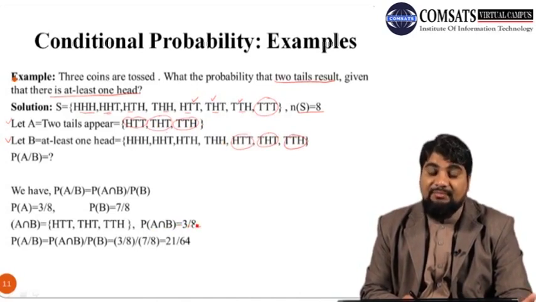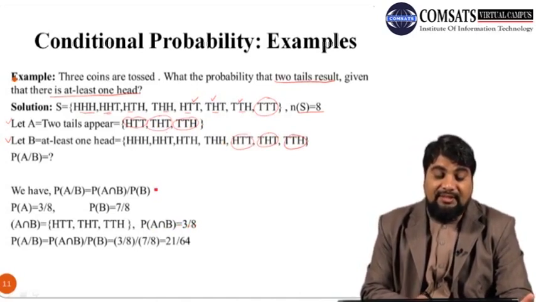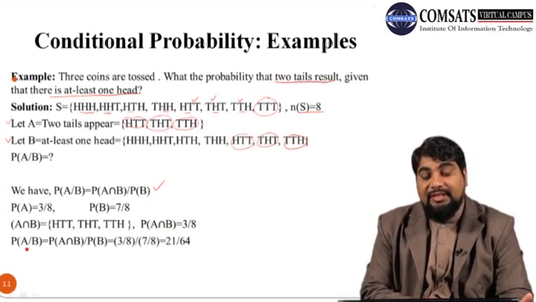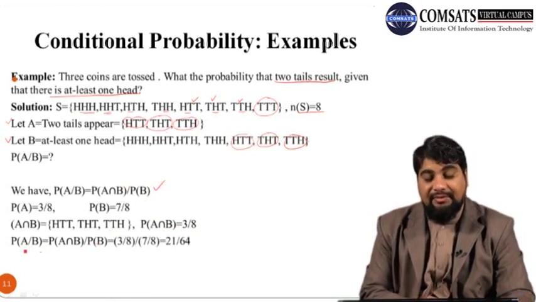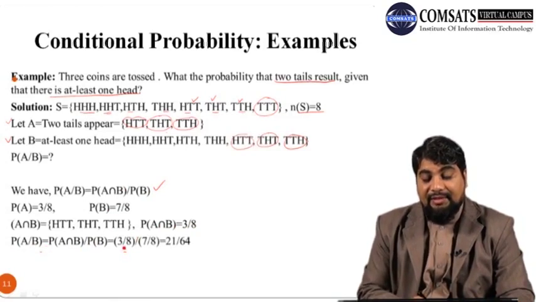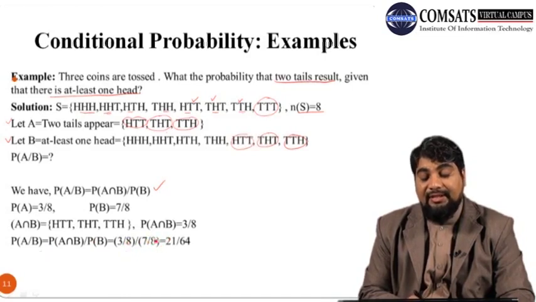Once we have these numbers, we can use this result. The probability of A given B is 3 over 8 divided by 7 over 8, or 3 times 7 is 21, 8 times 8 is 64. So 21 over 64.